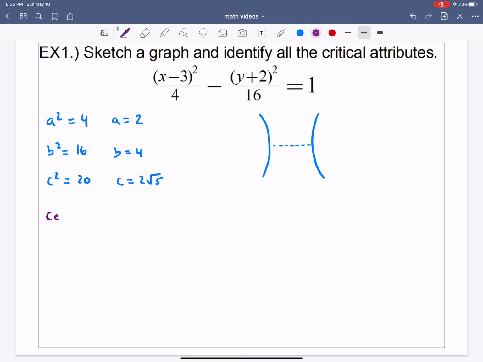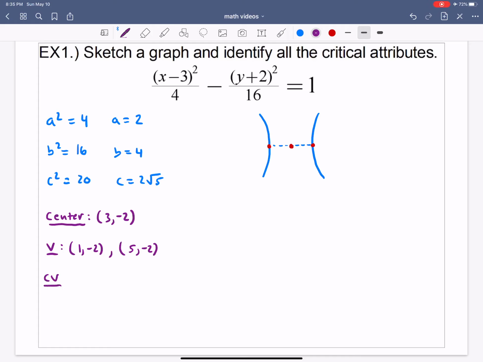So let's start by identifying all of our key attributes. We got the hard work done. The center is (h, k), so (3, -2). The vertices, remember you use the a value, and you're going to go to the left and the right a units. So that's changing the x value here. If I go to the left 2 units, I end at (1, -2). And the other vertex would be at (5, -2) as I add 2 to the x value.